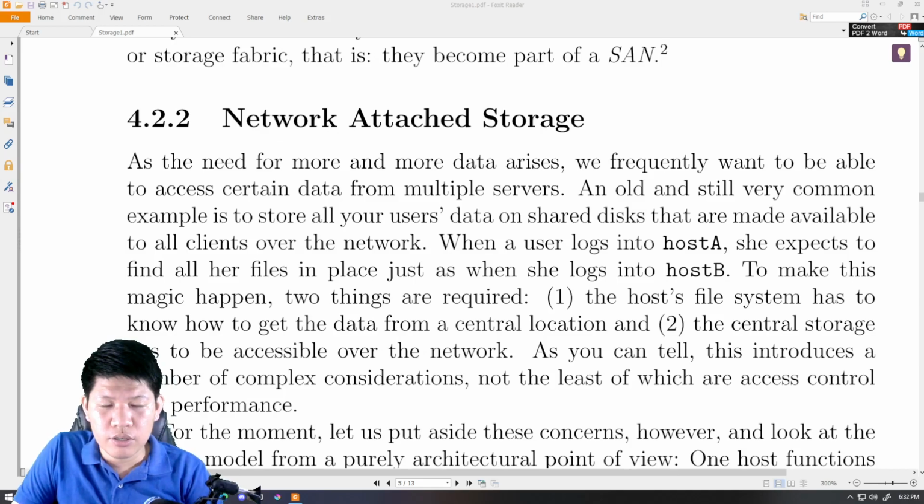So when we talk about network attached storage, how would I explain that?